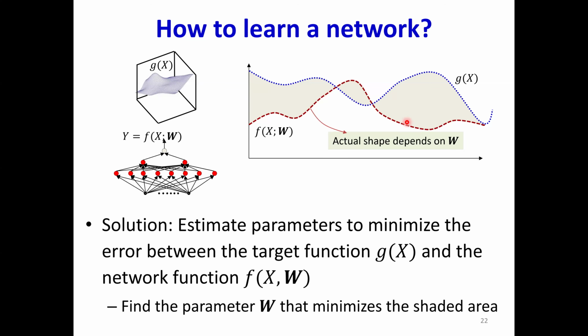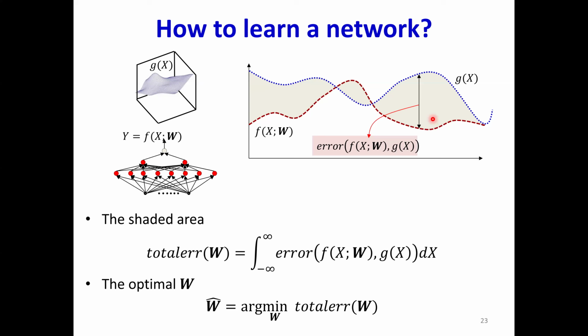In order to train the network, what we want to do is to determine the values of w such that the area of the shaded region is minimized. You want it to go to 0. So what is the area of the shaded region? It's easy. I can define some error function which measures the gap between the target function and the function computed by the network at any x. The shaded area is the integral of this error over the entire input space, as shown by this equation. And we want to estimate the w that minimizes this total error. Is this clear to everybody?